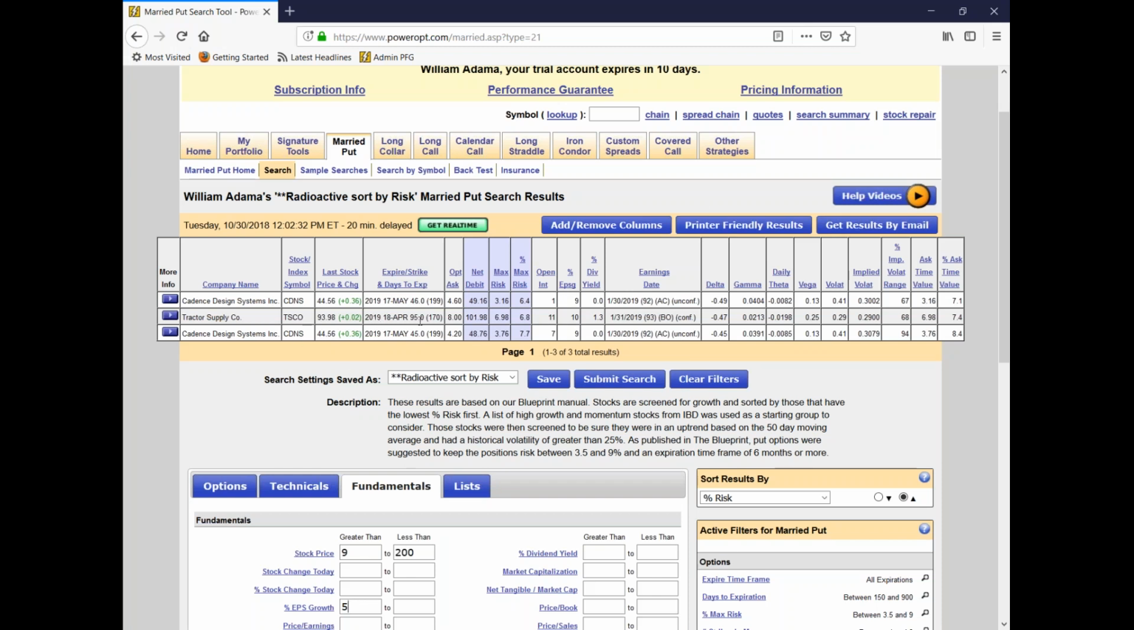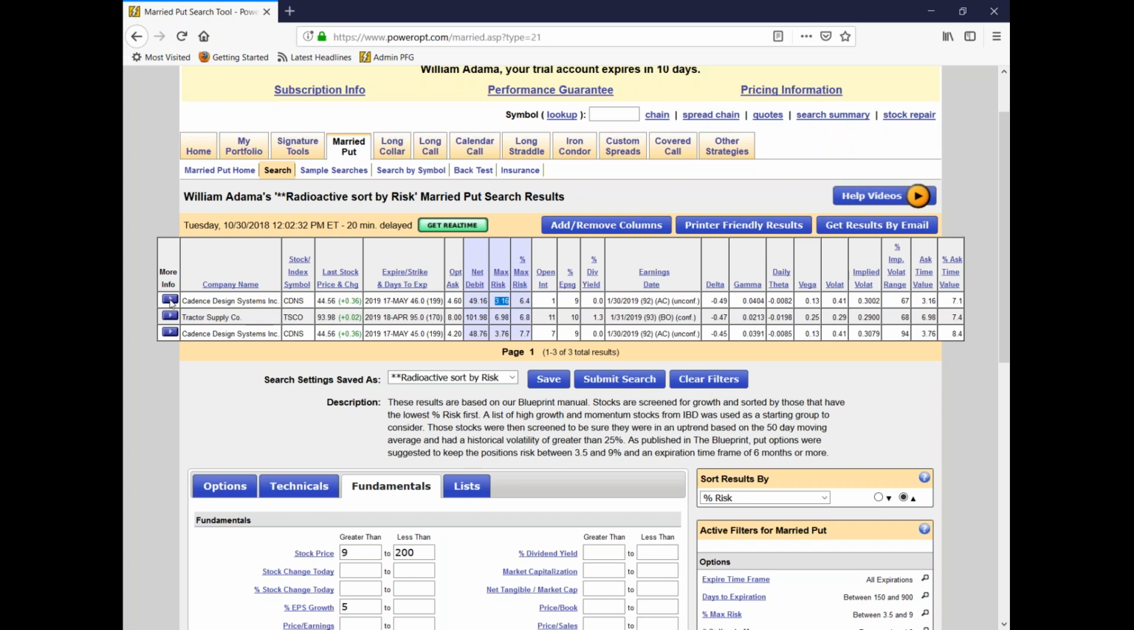Now I'm going to take Cadence for now, and I'm going to take Cadence with the 46 put. I like this a little bit better. It's got a 6.4% risk on the position. The stock's at 44.56, May 46 strike put for about 460. But remember, the time value, 316, is the only risk on the position.